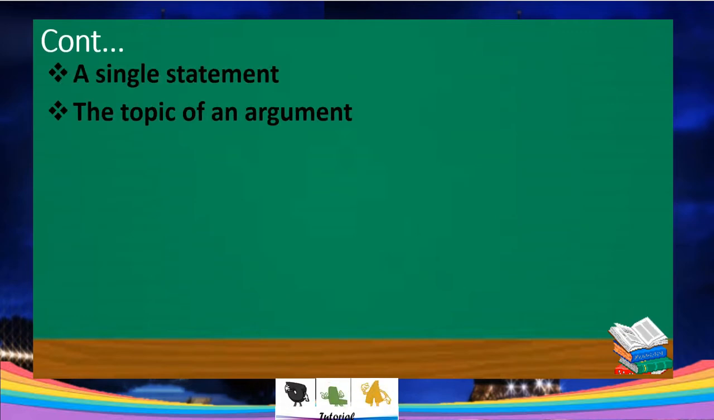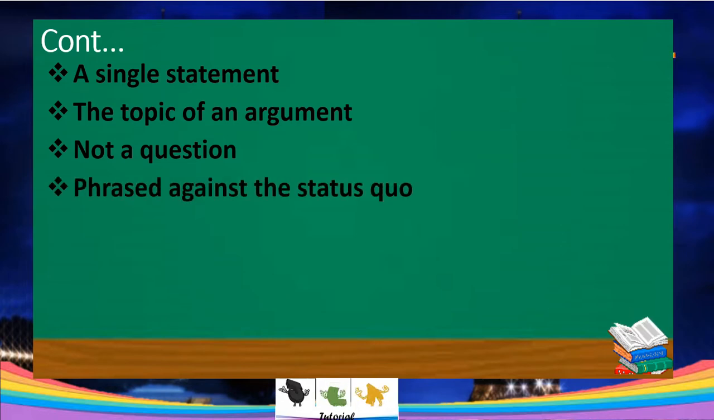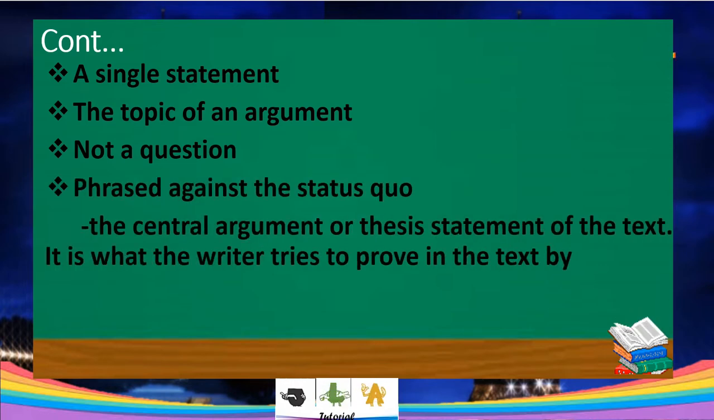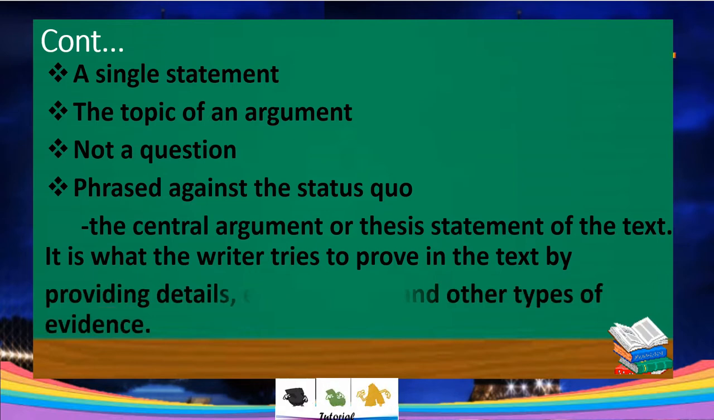It is a single statement, the topic of an argument. It is not a question. It is a phrase against the status quo, and the central argument or thesis statement of the text. It is what writers try to prove in the text by providing details, explanation, and other types of evidence.